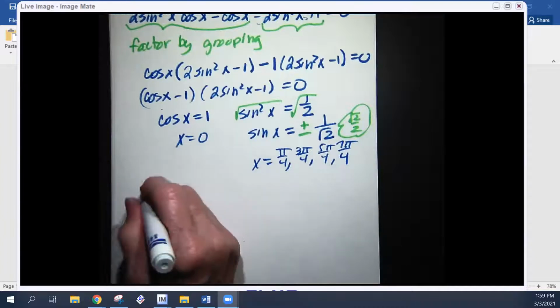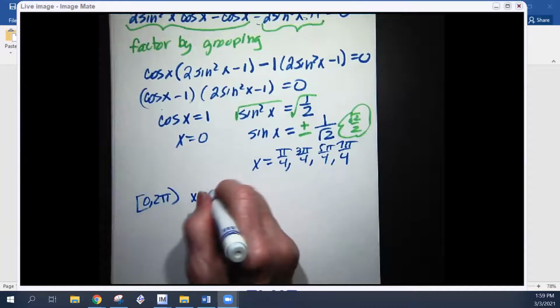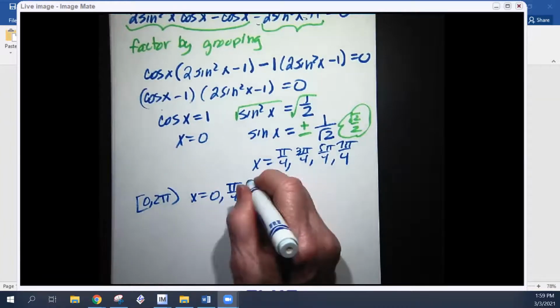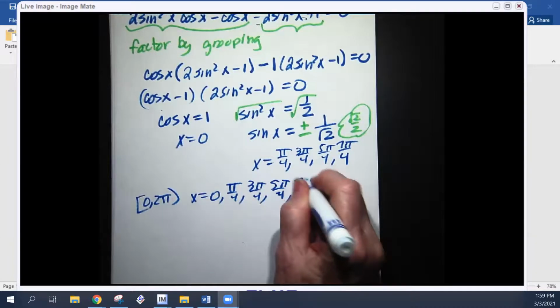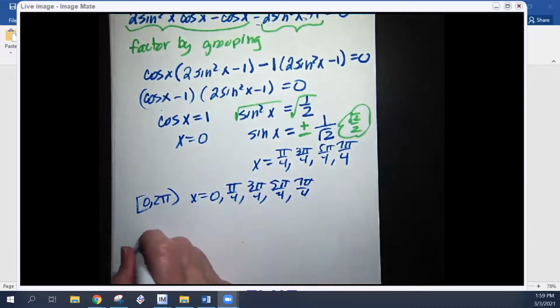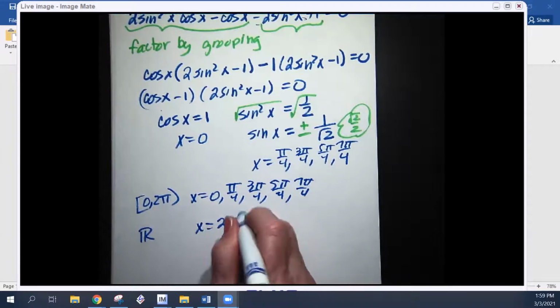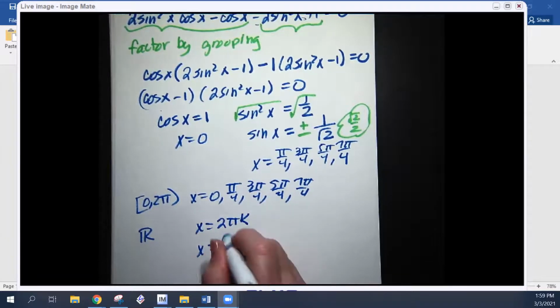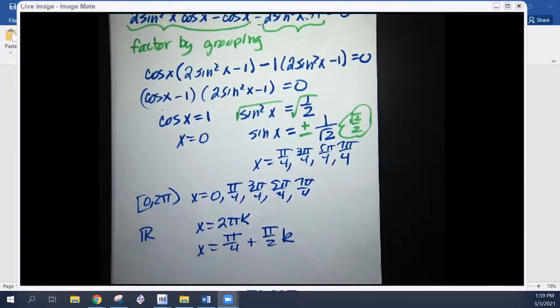So if I was looking for 0 to 2 pi, it would be x equals 0, pi over 4, 3 pi over 4, 5 pi over 4, and 7 pi over 4. If I want all real, then you would have x is equal to 2 pi k, or x is equal to pi over 4 plus pi half k. That would be the shortened version of what you would be doing with that. So if you want something that's not the shortened version, you can use all of that.